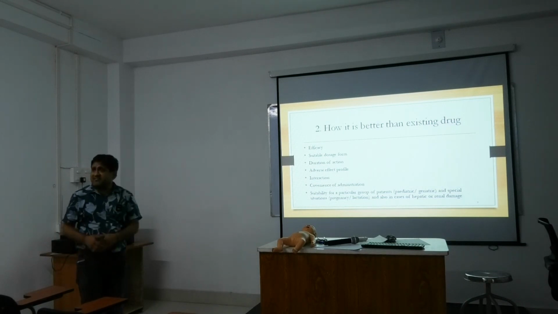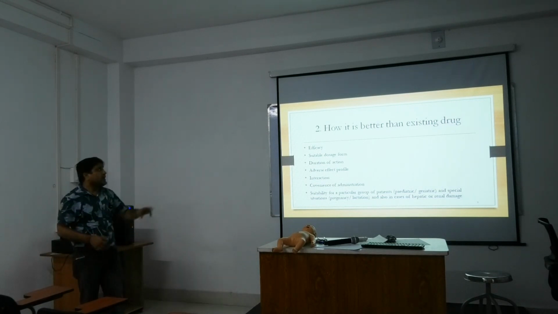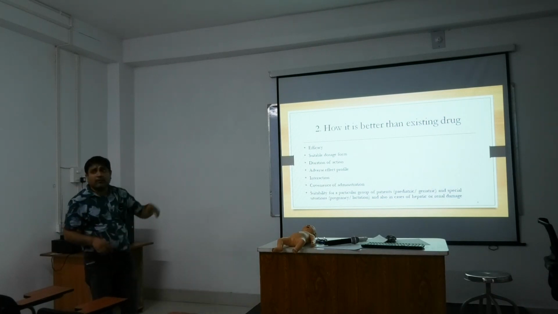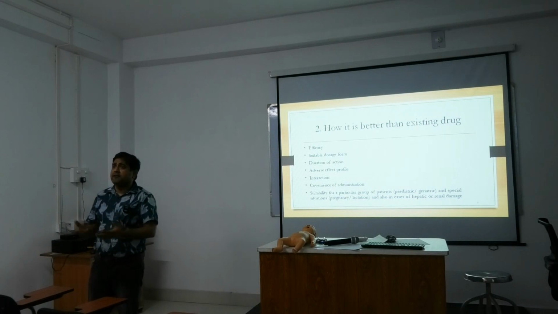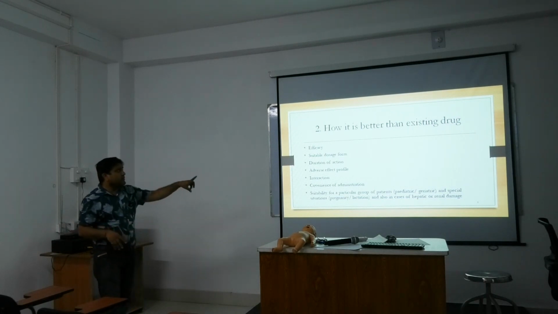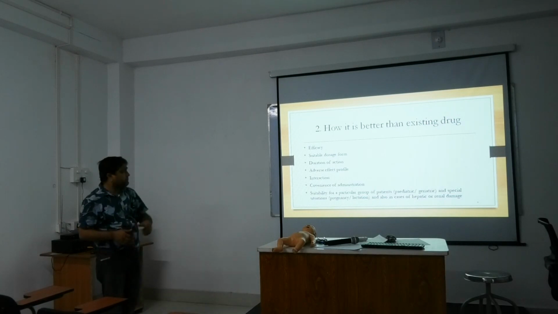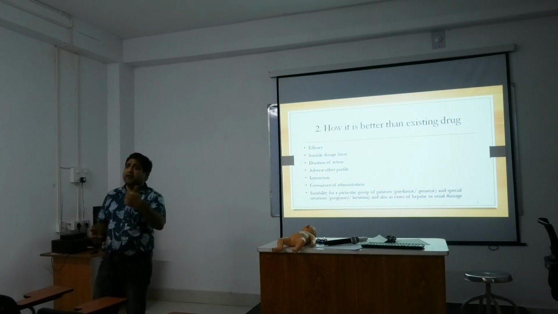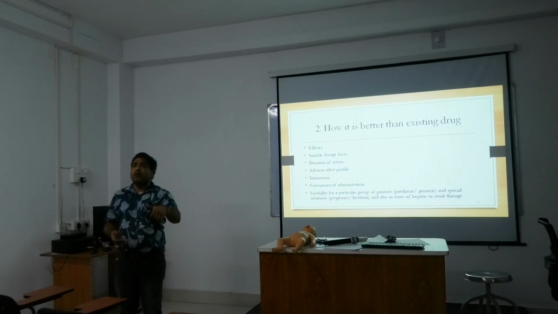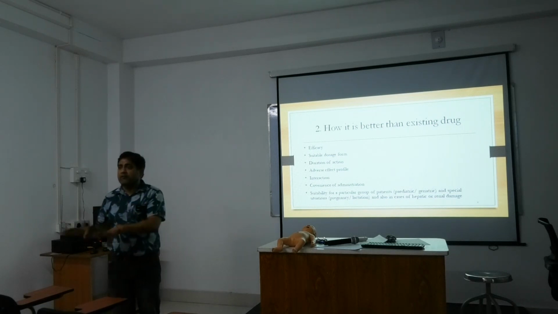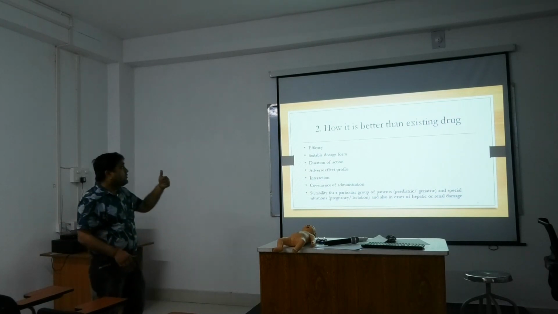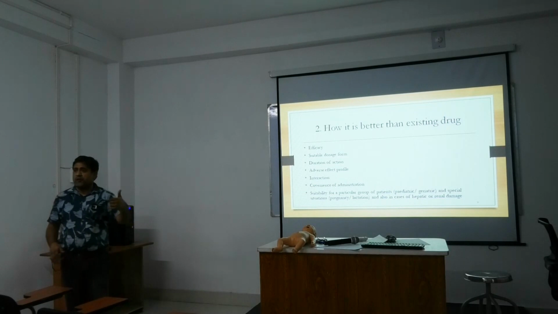Is it more efficacious, or is it safer, with less adverse effects, suitable dosage form? If the drug is available in a tablet or capsule form, it's very convenient for the patient to take the drug. So if the drug is in suitable dosage form, duration of action, if it's of longer duration of action, we can give the pill once or twice a day. That will be more convenient rather than to take the pill 3 or 4 times a day. So duration of action, adverse effect profile.